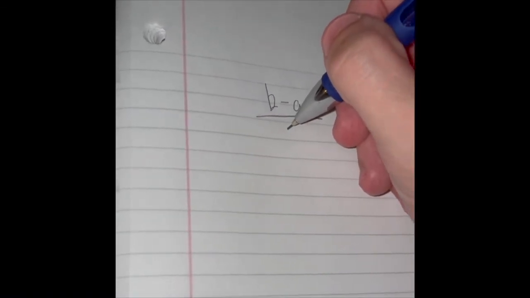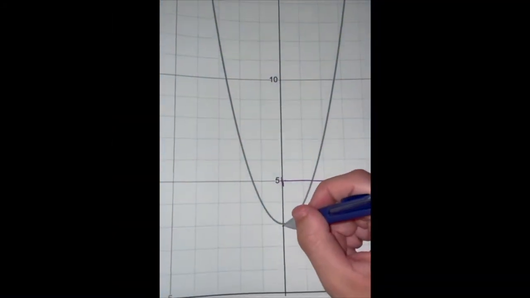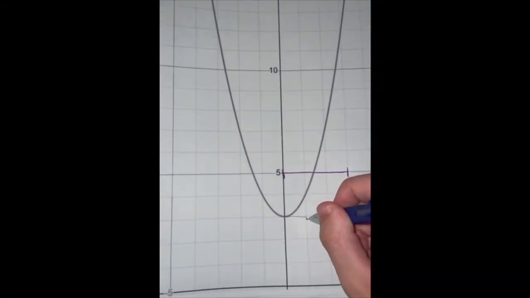Okay, so next we're going to find the base of the rectangles. And this is given by b minus a over n, where n is the number of rectangles that it wants you to find, which is 3 in this case. So we're going to do 3 minus 0 over 3, which is 1, and that will be the base of the rectangles.